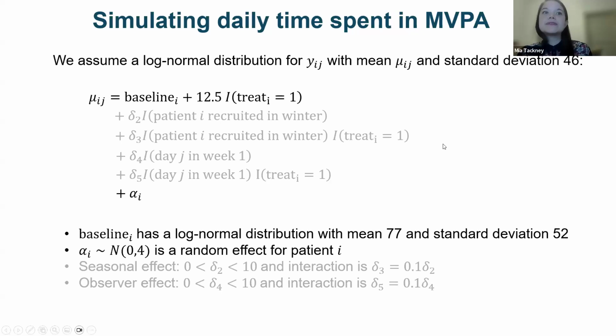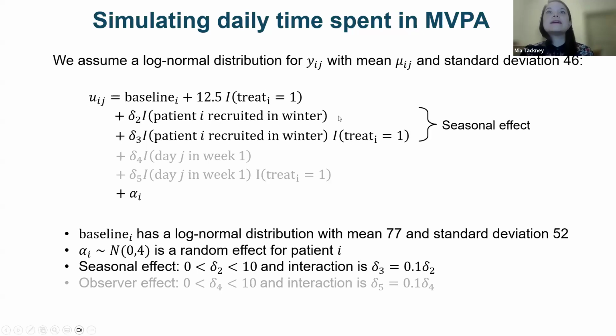And now we introduce some additional effects. If there is a seasonal effect, we're going to be simulating this for some of the participants. Then there will be an added effect if someone was recruited in the wintertime, and potentially an additional effect due to an interaction with the treatment. We're going to allow the seasonal effect to range between 0 and 10, and the interaction will be a proportion of that main effect.